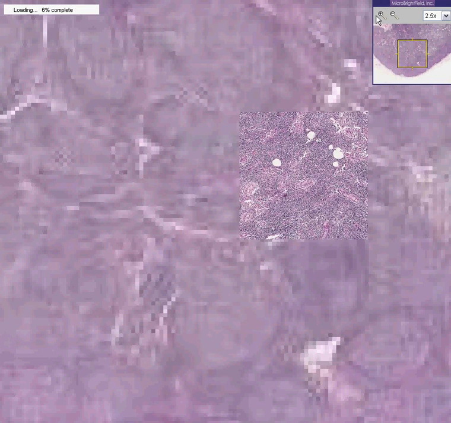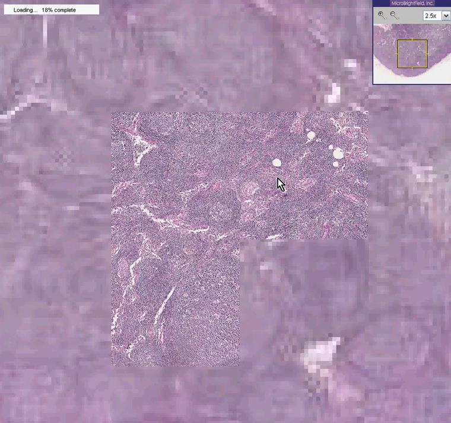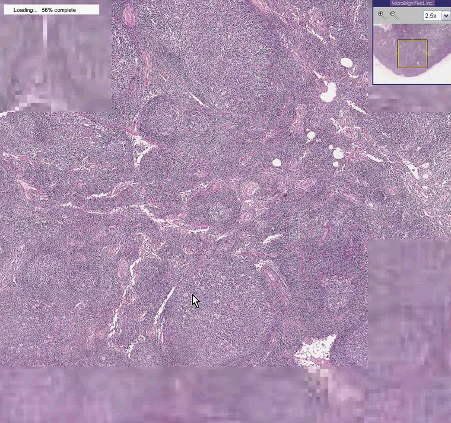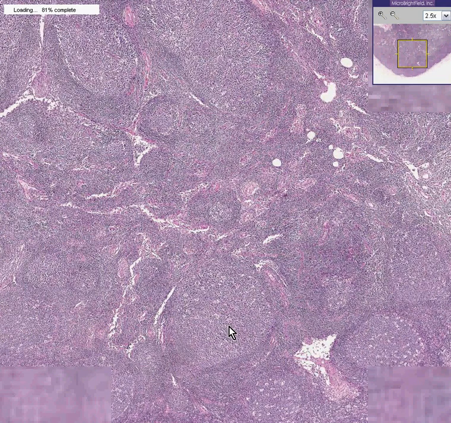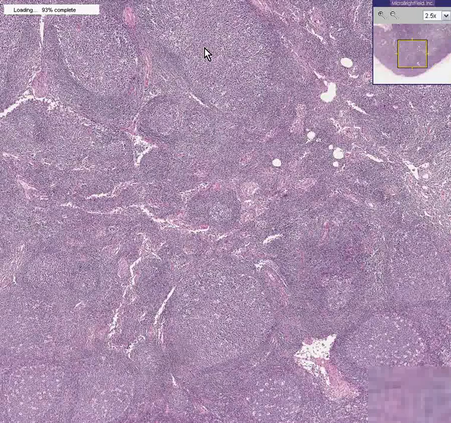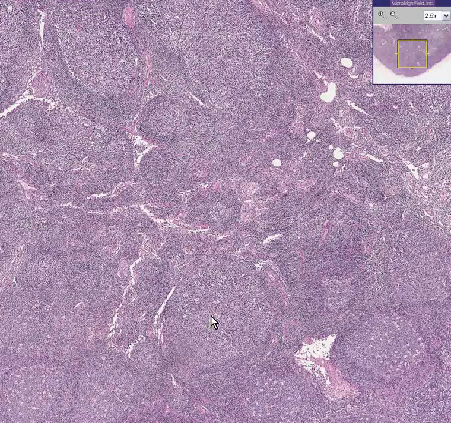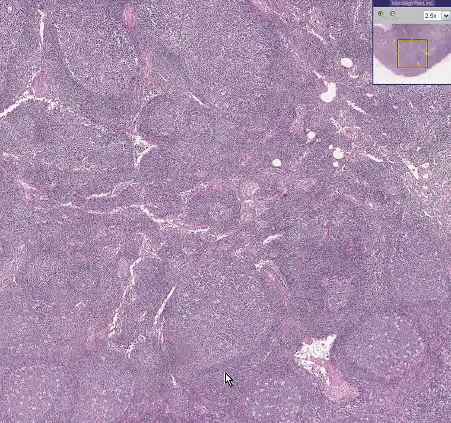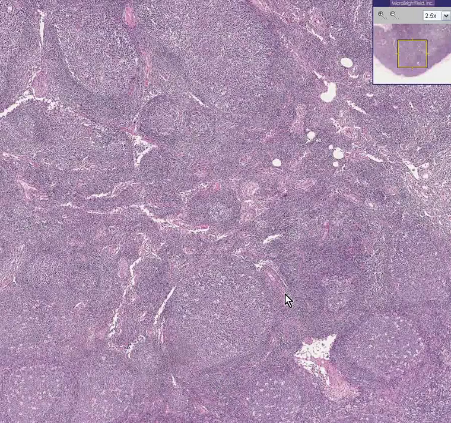And if you were to zoom in on these follicles, they look very nice. They have nice germinal centers. They have a lot of perhaps mitotic activity within the germinal centers. They have a nice mantle zone out here, and it's a benign reactive process.